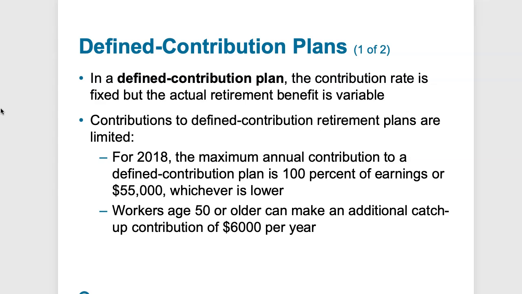Now, the contributions to defined contribution retirement plans are limited. I'm going to throw out some numbers here. These change all the time, but for right now, it's limited to 100% of earnings or $55,000, whichever is lower. And workers age 50 or older can make an additional catch-up contribution of $6,000 per year.